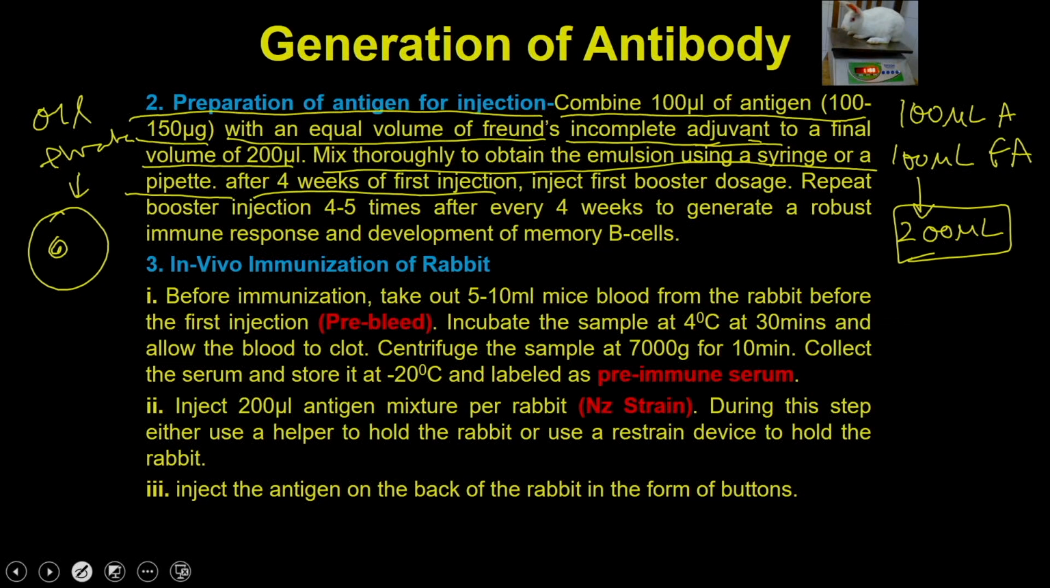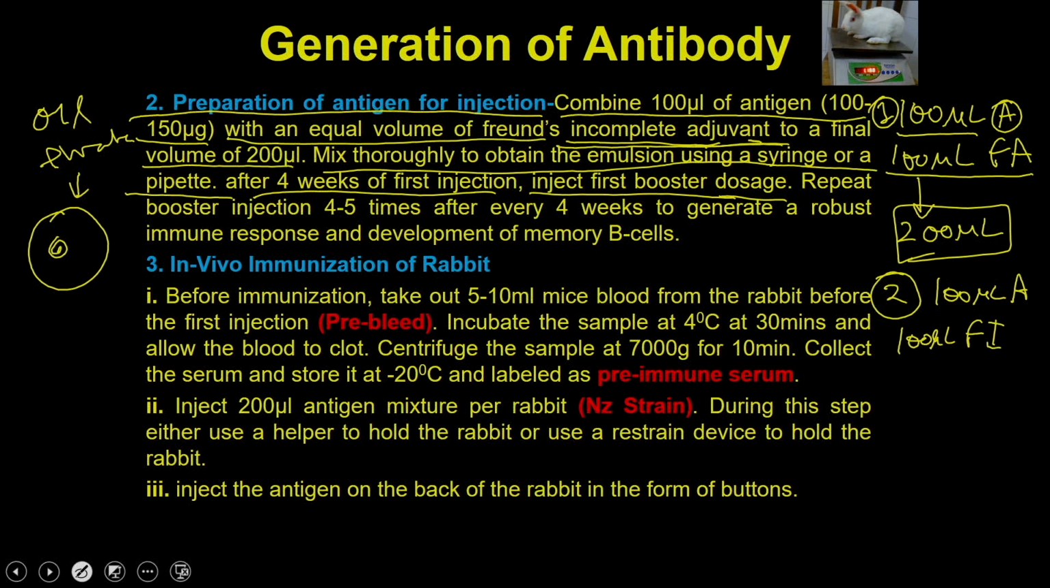After 4 weeks of your first injection, which means the primary injection, you inject the first booster dose. In the booster dose, you are going to prepare the antigen in the same way, except that this time you are going to use the incomplete adjuvant instead of the complete adjuvant. In the first round you use 100 microliter of your antigen and 100 microliter of Freund's complete adjuvant, whereas for the booster injections, you use 100 microliter of antigen and 100 microliter of Freund's incomplete adjuvant.